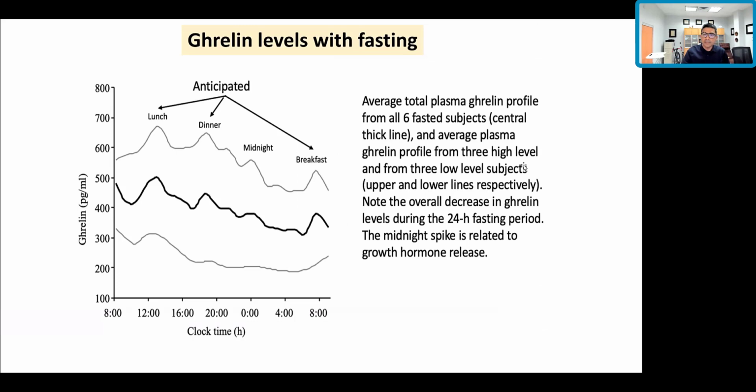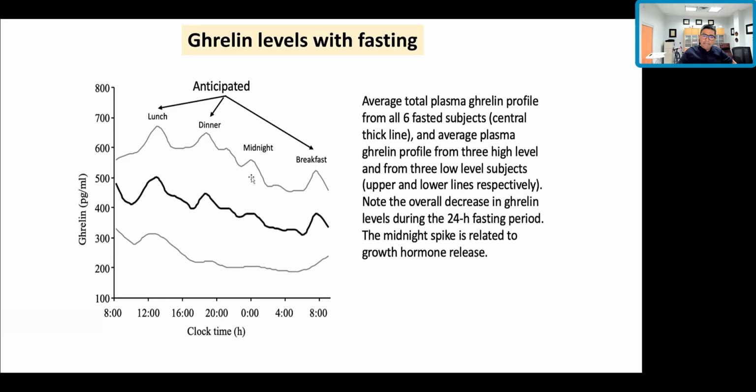Now, here is an important aspect. When you fast, our body is on a circadian rhythm cycle. It knows night and day. And what happens is that during fasting, even when you're not eating at lunchtime, at dinner time, at breakfast time, the ghrelin levels are going up. This is the median. This is the top group. This is the bottom group in terms of ghrelin production. So if you look at an average, there are peaks at the time of lunch, dinner, and breakfast. There is a midnight peak also that is responsible for releasing growth hormone.